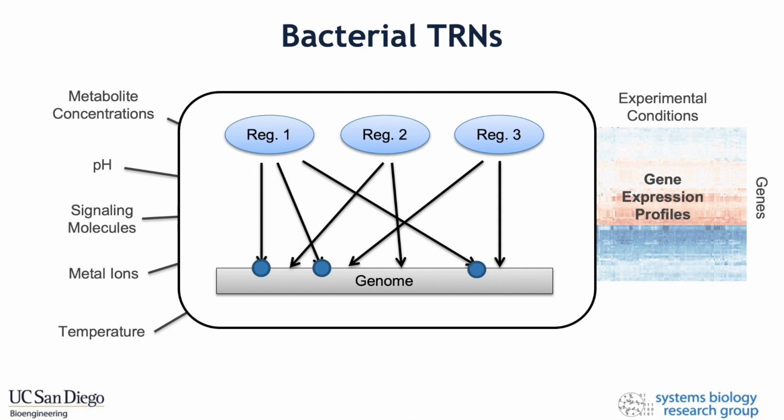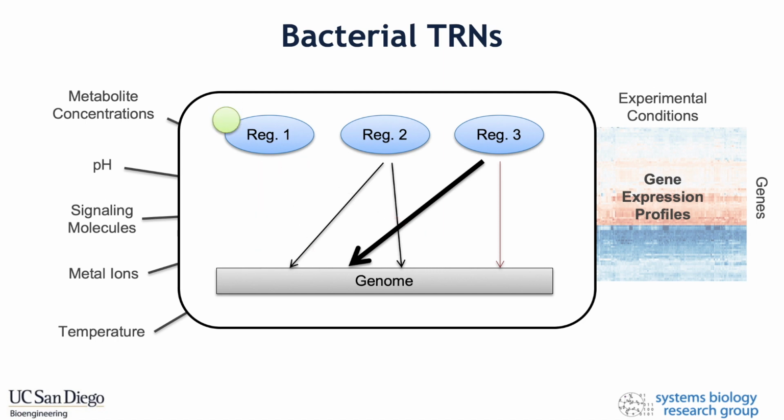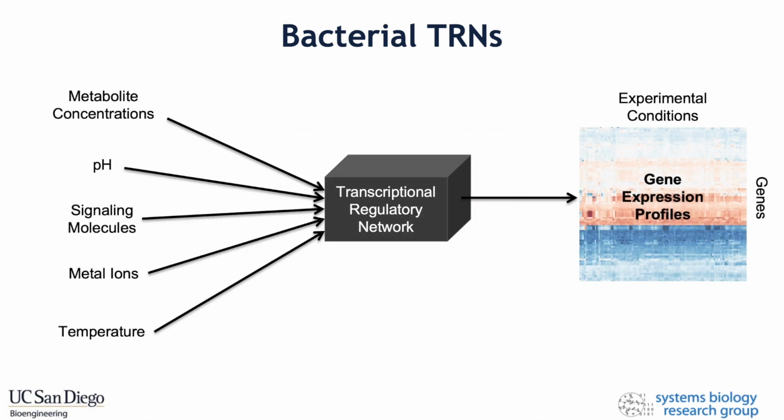Unfortunately, multiple studies have shown that simple regulon membership data is not nearly enough information to predict gene expression profiles. This is in part because regulators can have different quantitative effects on each gene, and that regulator activity is dependent on the specific experimental condition. After all, the main function of the TRN is to respond to changing conditions.